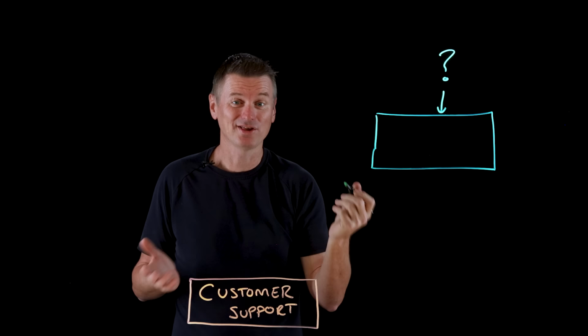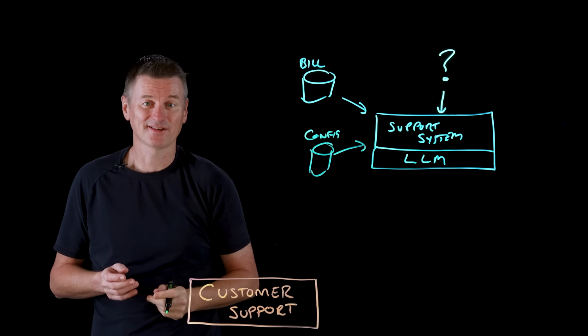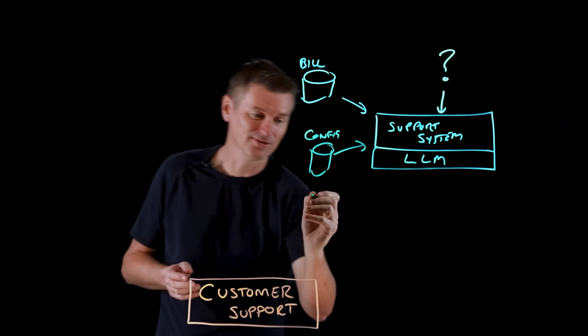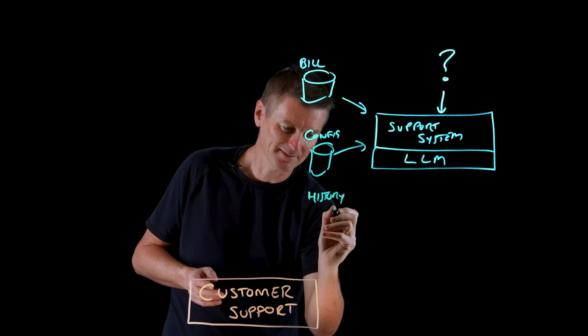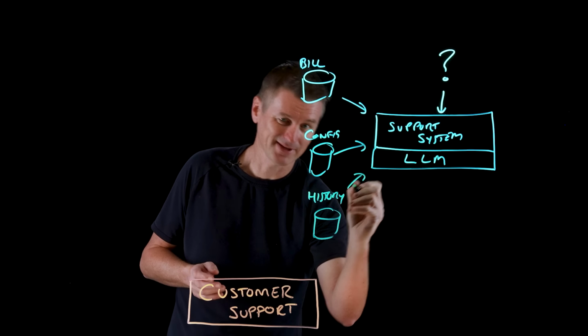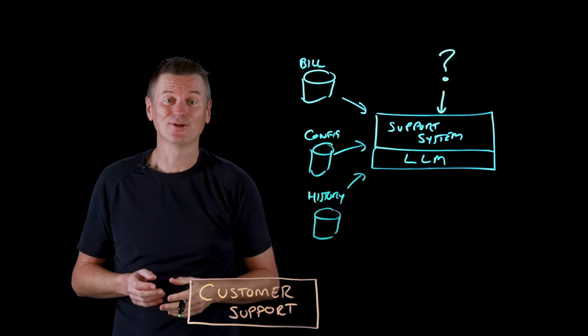And yes, the support system is running on top of a large language model. Now the LLM needs to pull information from a bunch of sources. So maybe it needs to pull information from a billing database as part of this processing. Maybe we also need some of the technical configuration data to be provided to the system. And perhaps we'll also include the ticket history of that particular customer who has submitted the query. And that's all received into the support system.